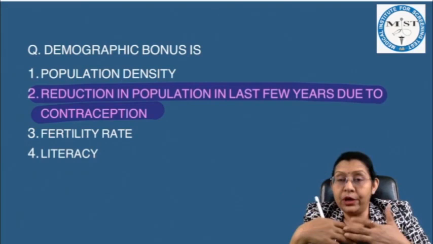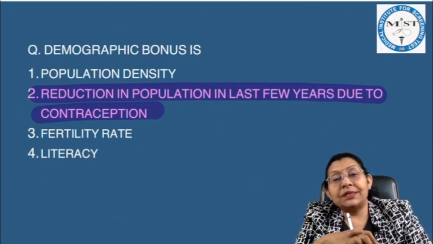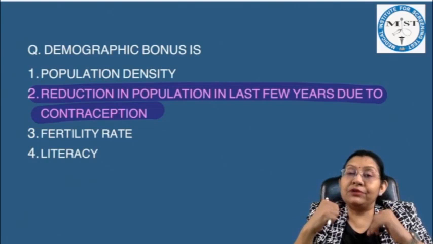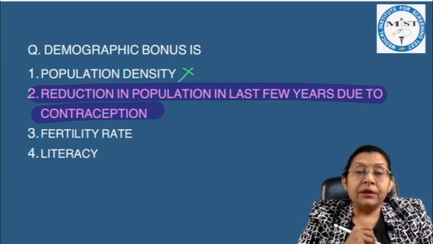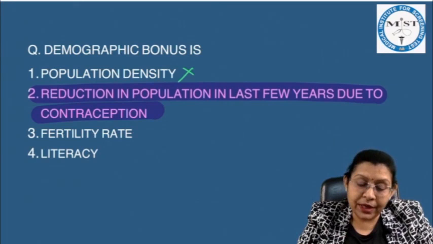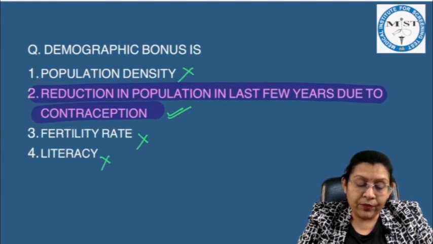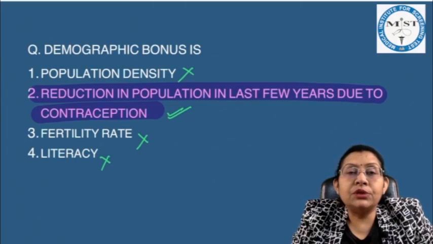We had a lesser number of the less than 15 years of population. We had more number of 15 to 65 years of the population. This means this is the bonus because of high past fertility rate. So the correct answer to this is, it is not related to population density. The reduction in the population in the last few years due to contraception, yes, this could be the answer. Fertility rate, no. Literacy, no. So here the correct answer is reduction in the population in last few years due to contraception.